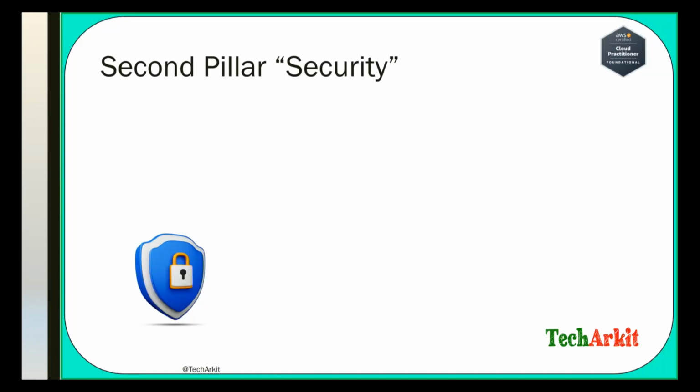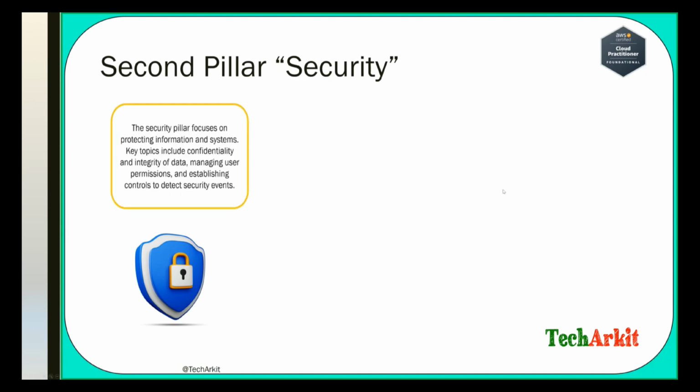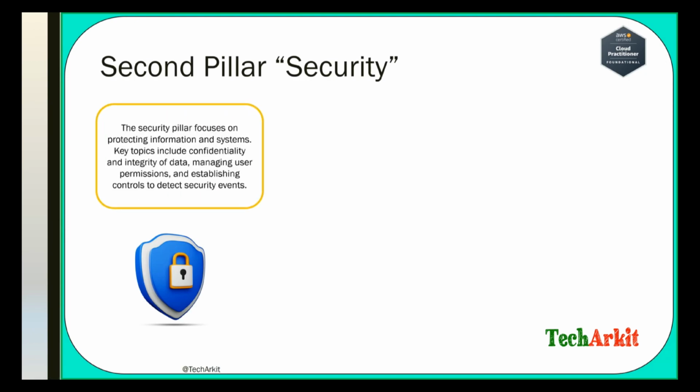Security is the major one which most of the companies look for. The second pillar is the security pillar, focusing on protecting information and systems. Key topics include confidentiality and integrity of data, managing user permissions, and establishing controls to detect security events.